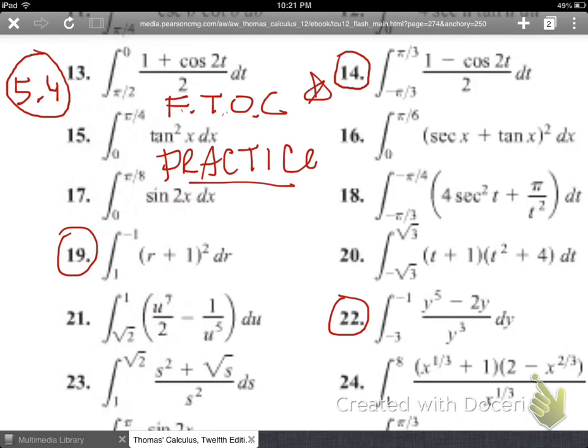Welcome back. So I've picked some problems from section 5.4 of the Thomas's Calculus book that I wanted to do with you. Fundamental Theorem of Calculus Practice.